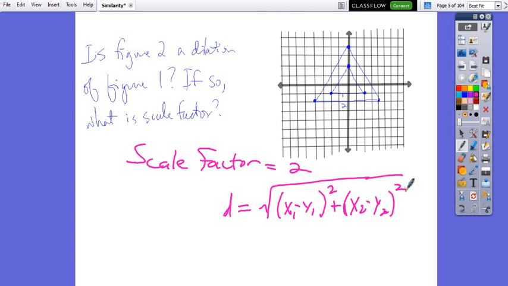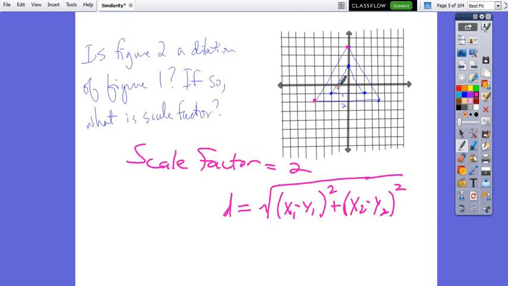In other words, I would need to know the coordinates of these endpoints and plug them into the formula to see if this length is double this length. But I'll go ahead and tell you, these are regular triangles, and a regular triangle is a triangle where all 3 sides are the same. So if that's the case, this is definitely a dilation. All right, so we'll go ahead and say yes, scale factor 2.